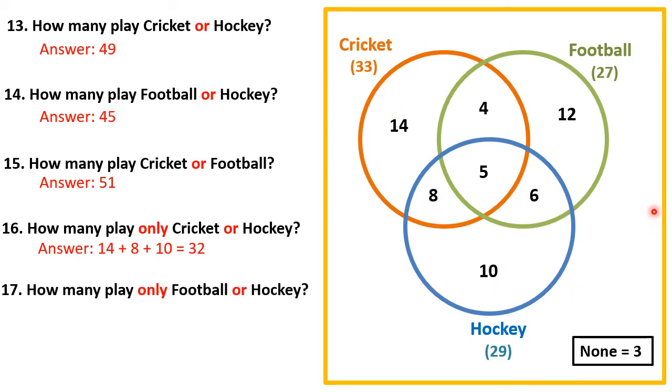Question number 17. How many play only football or hockey? Only football or hockey means 12 plus 6 plus 10. These three figures will be added and the total comes out to be 28.